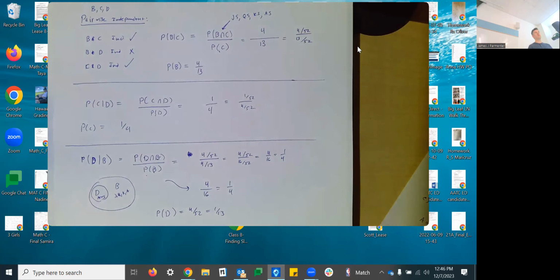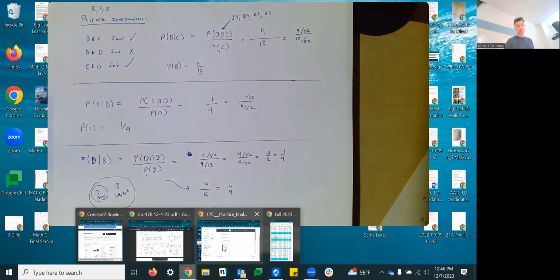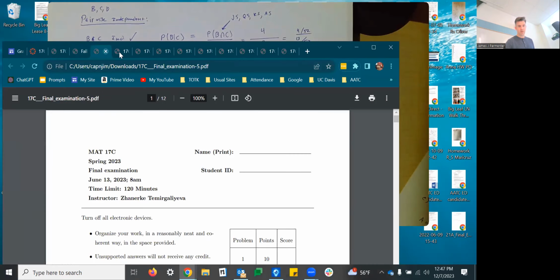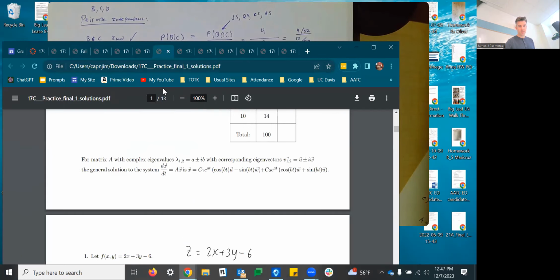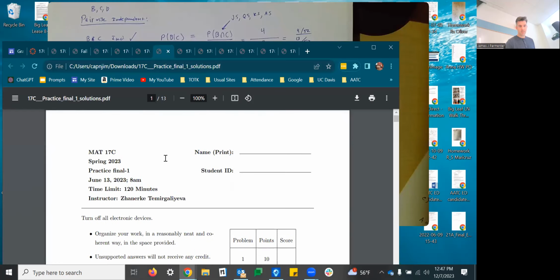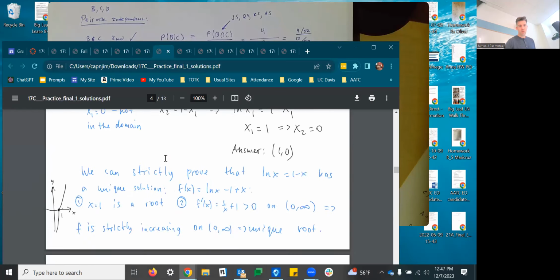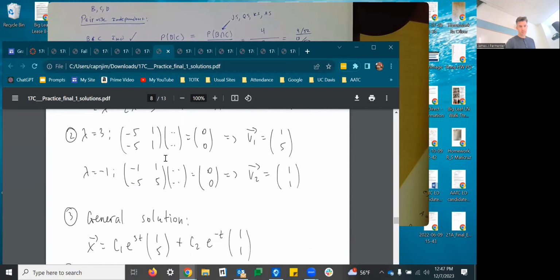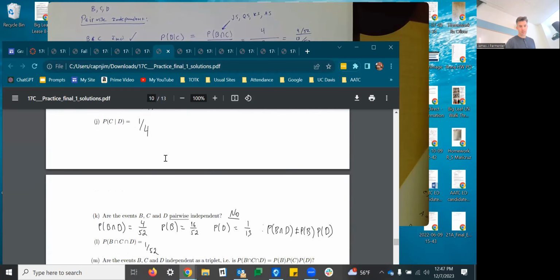Let's check the solutions. It's always good to check your work if you can. Maybe I'm doing something stupid that I'm not aware of. Sure, I'm sure I've got this already open somewhere. There's the solutions. Let's take a look here and see.